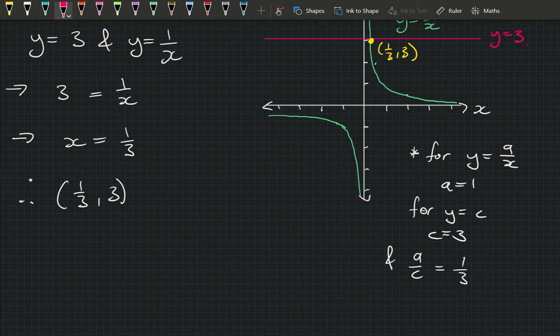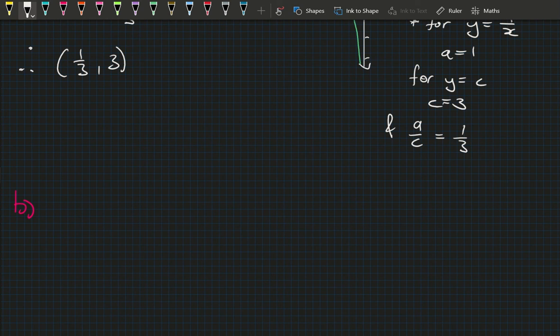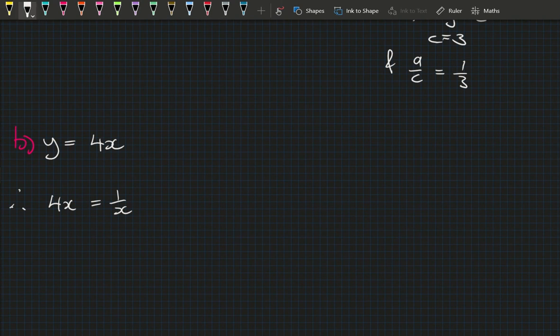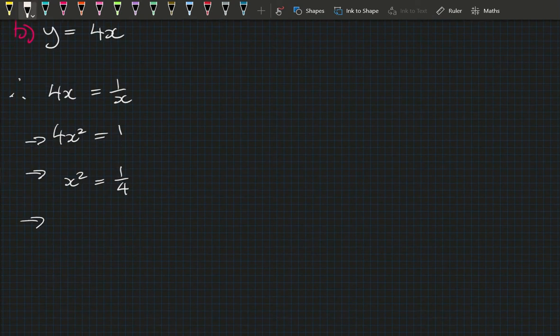Alright, let's have a go at part B, where our line is y equals 4x. And don't forget our hyperbola is still 1 over x. So therefore we're looking to see where 4x is equal to 1 over x. So multiplying both sides by x, we want to find 4x squared is equal to 1. And then dividing both sides by 4, we get x squared is equal to a quarter. And x has to be plus or minus the square root of a quarter. And you can take the square root of the top, which is 1, and the square root of 4 is 2. So that means that x is plus or minus a half.